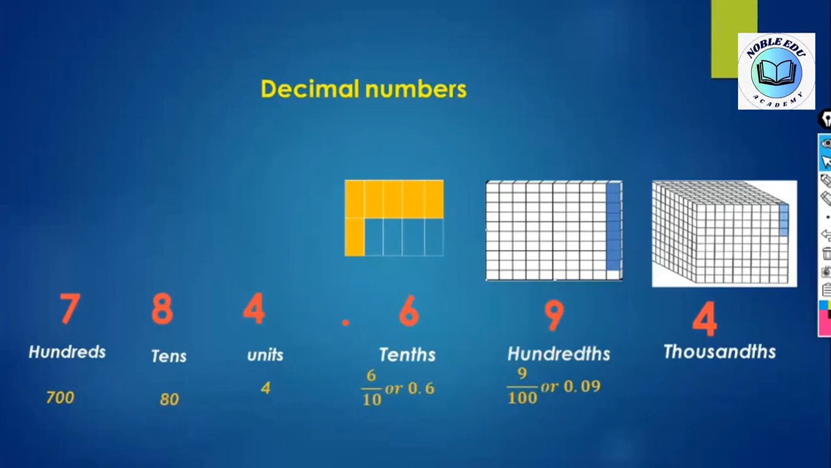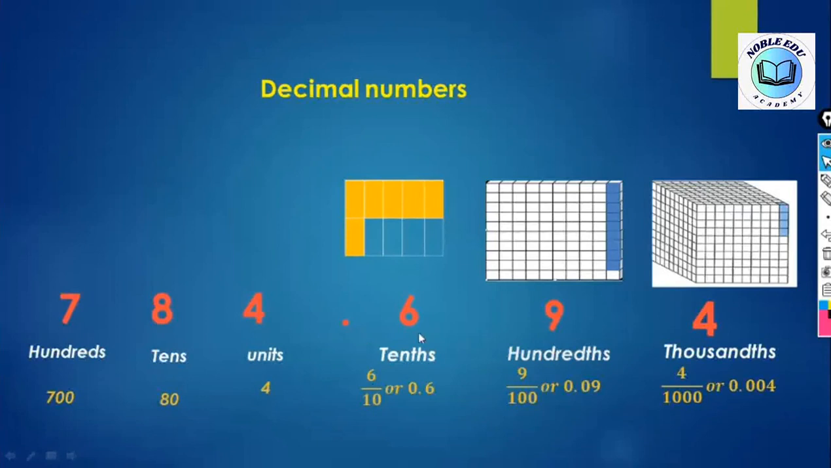Now I have the number 4. 4 is in which place value? Yes, 4 is in the thousandths place. So write 4 over 1000, or you can write what? 0.004. So when I ask you the place value, write what? Write ones, tens, hundreds, or you can write decimal tenths, hundredths, thousandths. And here is value. Value means number.